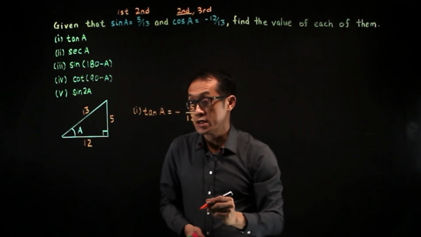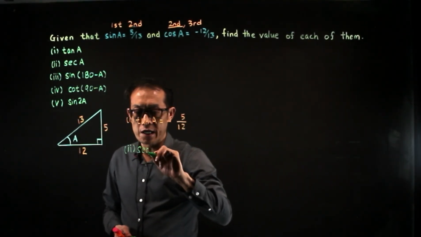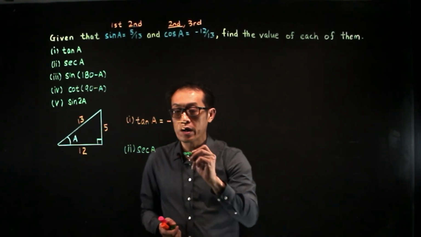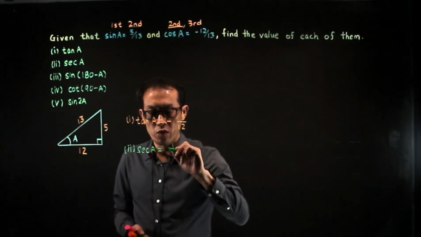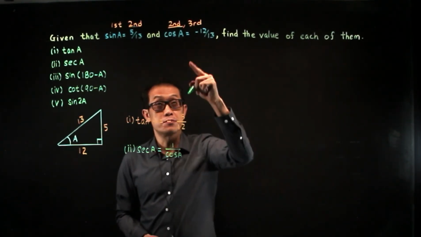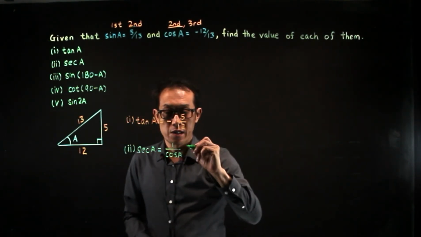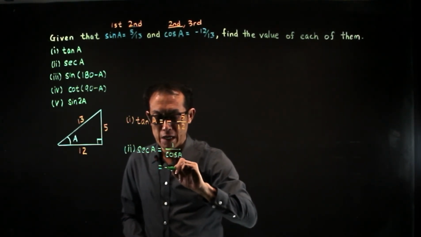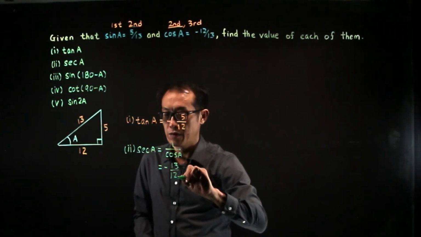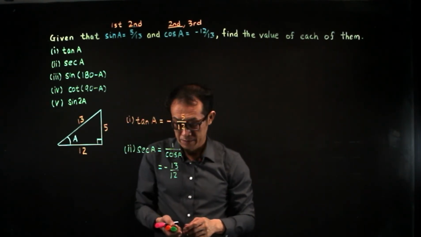Now, let's try to do secant A. What is secant A? Secant is 1 over cos, so 1 over cos A. Cos A is minus 12 over 13. So 1 over cos A is equal to minus 13 over 12. Let's move on to part 3.